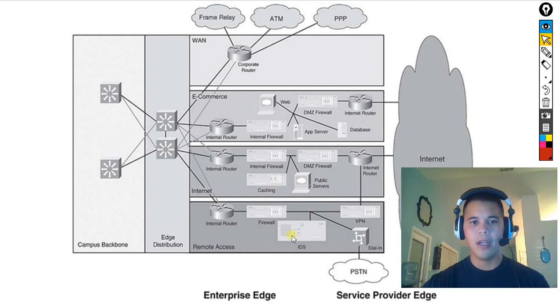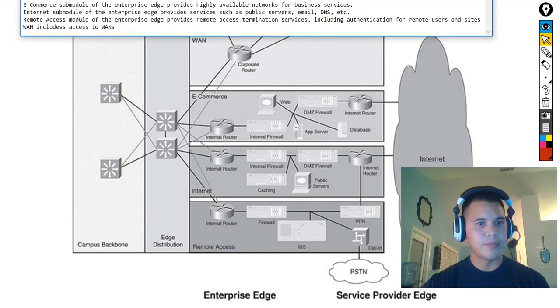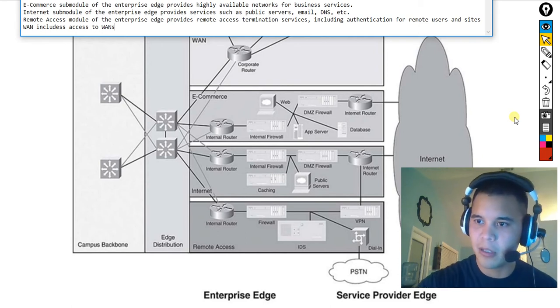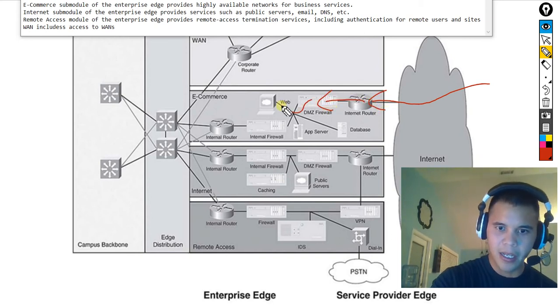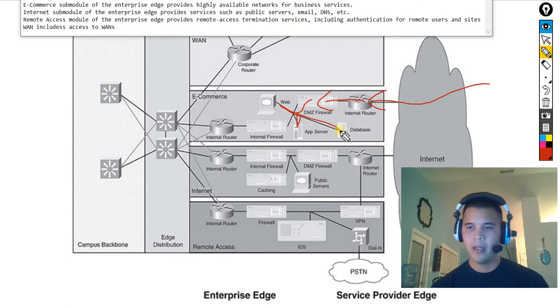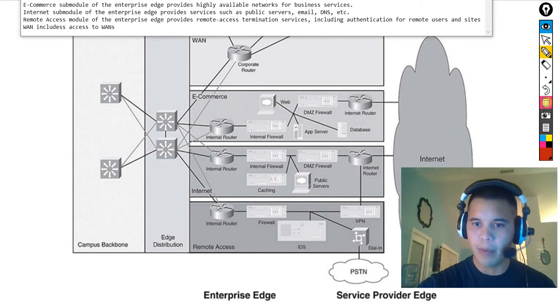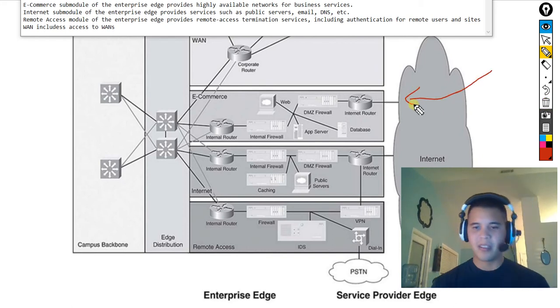Okay, so let's start off with the e-commerce submodule. Up here I have a high-visibility statement on what the e-commerce submodule is, and basically it says it provides highly available networks for business services. What does that mean? It just means if I'm running some sort of business and I want all my business transactions, they go from the internet through this router, through my firewall, and hit my web servers and my database right here. The reason you go through a router is that a router separates networks.